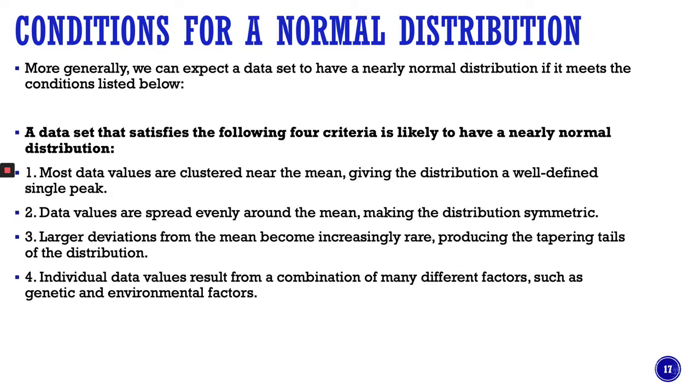More generally, we can expect a data set to have a nearly normal distribution if it meets the conditions listed below. A data set that satisfies the following 4 criteria is likely to have a nearly normal distribution. Most data values are clustered near the mean, giving the distribution a well-defined single peak. Data values are spread evenly around the mean, making the distribution symmetric. Larger deviations from the mean become increasingly rare, producing the tapering tails of the distribution. And individual data values result from a combination of many different factors such as genetic and environmental factors.